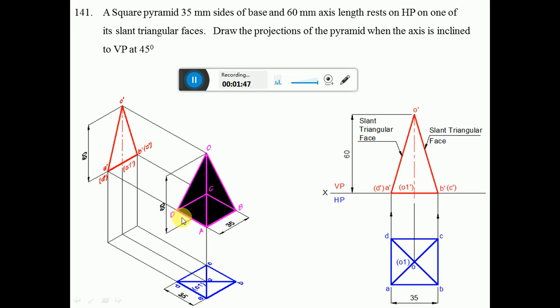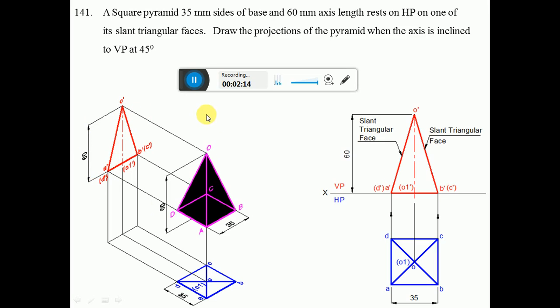So once you consider that, now you can see here. Looking from the front view, AB is near to the observer, so A dash B dash is visible. CD is away from the observer, C dash D dash is invisible, and O1 dash, of course, is invisible. And from the front view, I can see the height of 60 mm. Then you mark this point and complete the view.